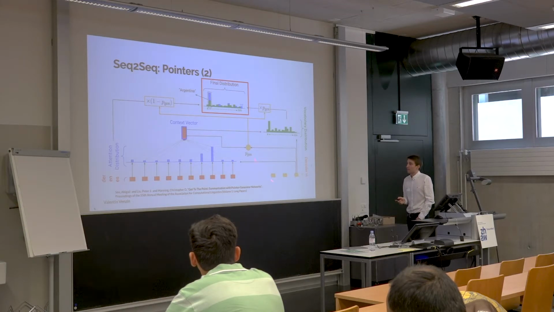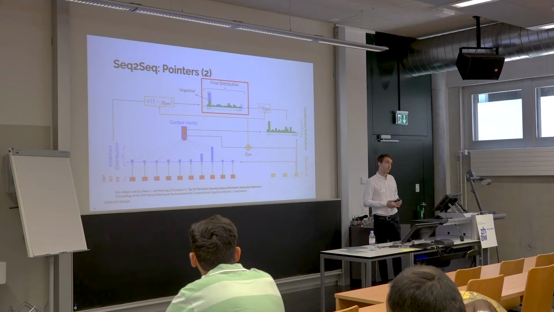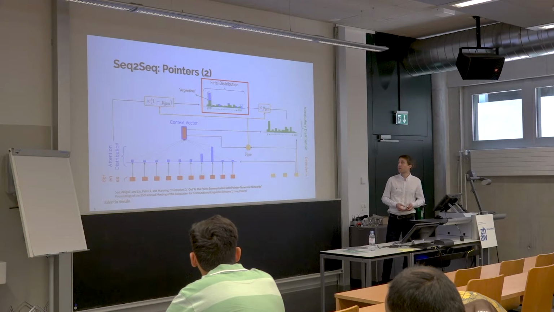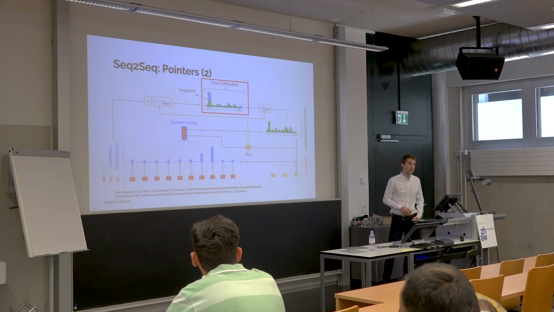And then finally, the model is able to learn how to weight the two. So sometimes it will prefer to copy things from the article, then the blue one will be weighted higher, or sometimes it will learn to rely more on the vocabulary. So the green one will be higher. So this Pgen is just a coefficient that weights the two, which is learned.